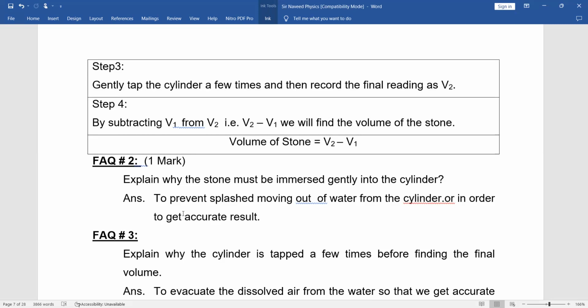आपने स्टोन को बहुत तेजी से इसमें थ्रो नहीं करना, बल्कि आराम से रखना है उसमें, क्योंकि अगर आप थोड़े से डिस्टेंस से उसको गिराएंगे तो the water will splash and move outside the cylinder, और इस तरह से जो इनिशियल वॉल्यूम था वो कम हो जाएगा, और इस तरह से हमारे पास इनएक्यूरेट रिजल्ट आएगा. So to get the accurate value, we put the stone gently.